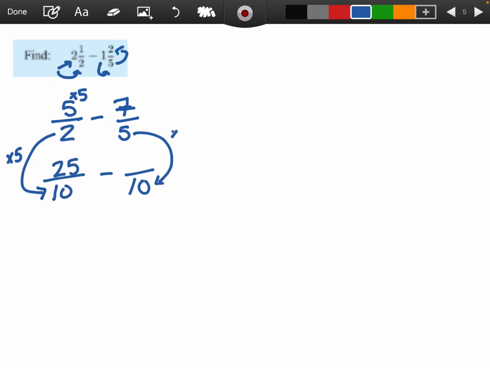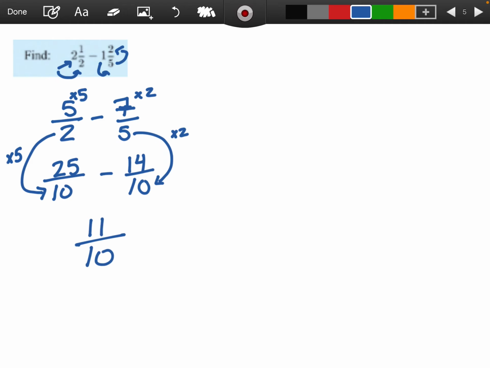To get from 5 to 10, I multiplied by 2, so I need to multiply numerator by 2 as well to give me 14 over 10. So then, denominator stays the same. 25 minus 14 gives me 11 over 10, and I am finished.